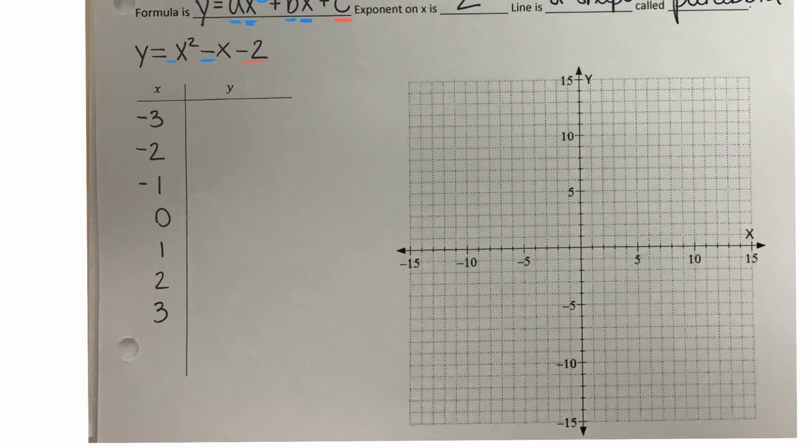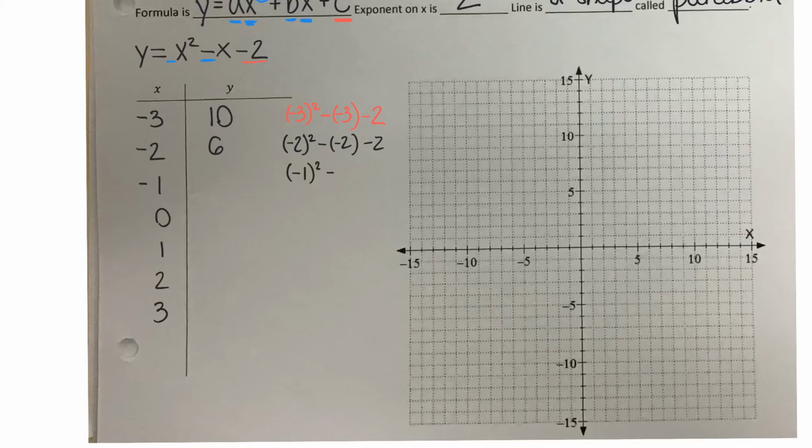All right, so you're going to plug these x's in here, and you're going to put them in twice because x appears 2 times. So this is going to look like this: negative 3 squared minus negative 3 minus 2. So if you do that, 9 plus 3 is 12 minus 2 is 10. So if x is negative 3, y is 10. Do it again for negative 2. Negative 2 squared minus negative 2 minus 2. So that's 4 plus 4 is 8. 8 minus 2 is 6. Negative 1.